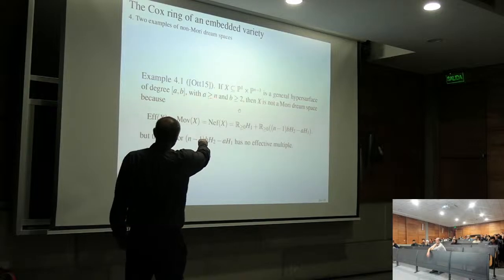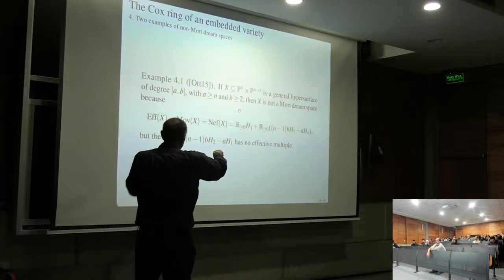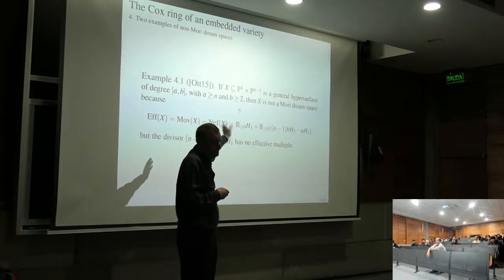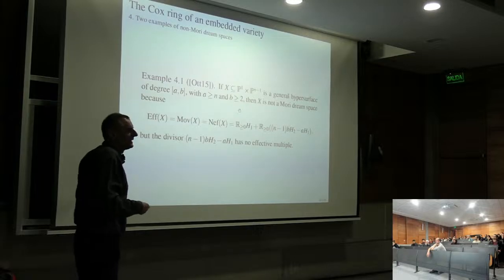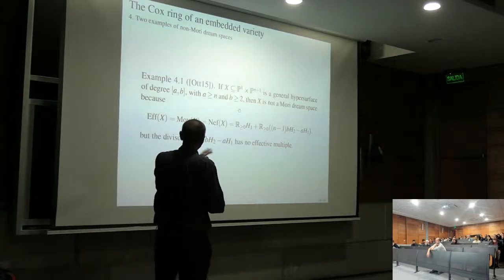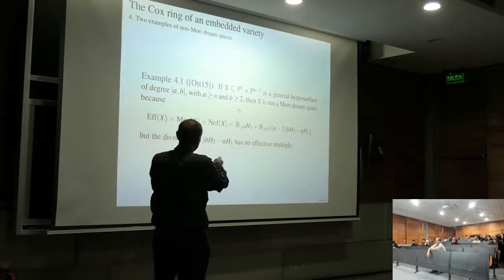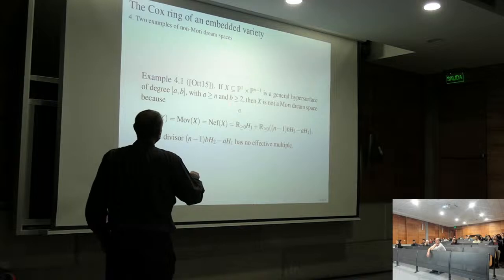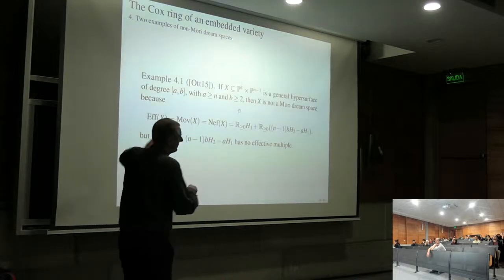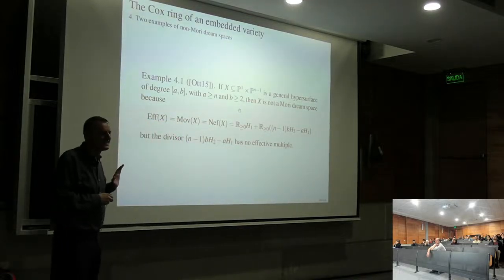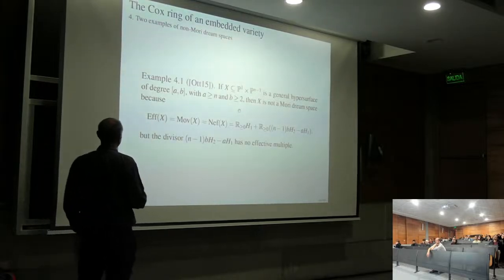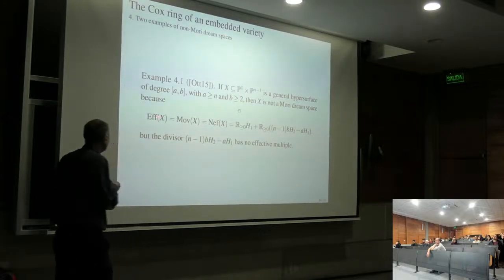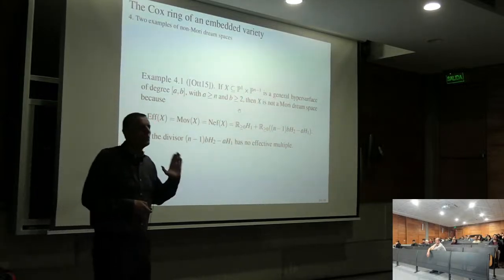Outside this condition, if B is equal to 1, we are able to prove that this is a scroll, so the Cox ring is toric. It's a little bit hidden here, but after a change of coordinates, you can recognize the scroll. And if B is greater than or equal to 2, then none of them is a Mori dream space.